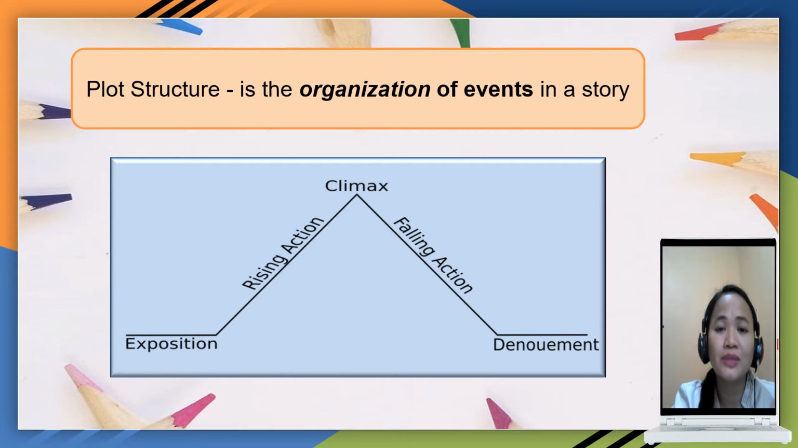So how do you build a plot with this cause and effect relationship thing? Well, fortunately, the answer is simple. You break the plot into its components. And there are 5 components of plot. These are exposition, rising action, climax, falling action, and denouement.